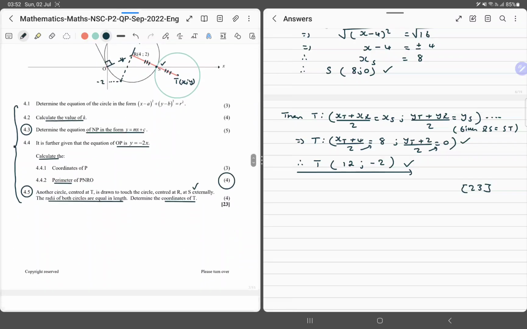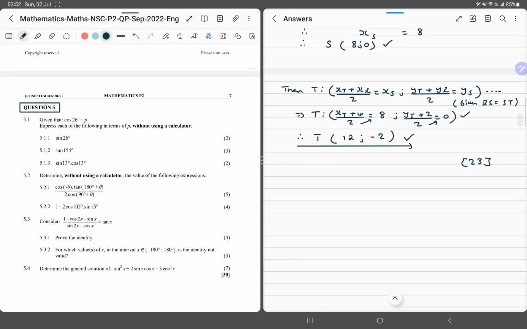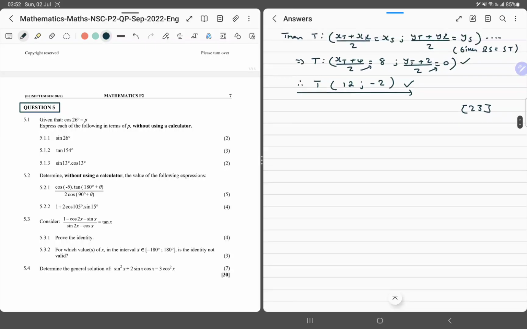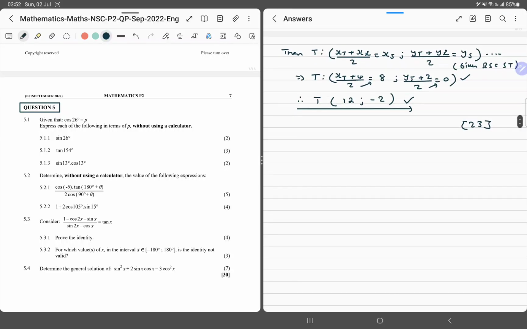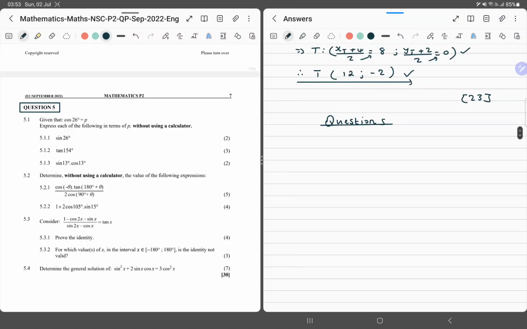All right, so let's go to question 5. So this is trigonometry. This will include both grade 10, in fact, from grade 10, 11, and 12. So anything is expected there. So we can just start here. Question 5. Okay, so let's deal with question 5. It says, it is given that cos of p.